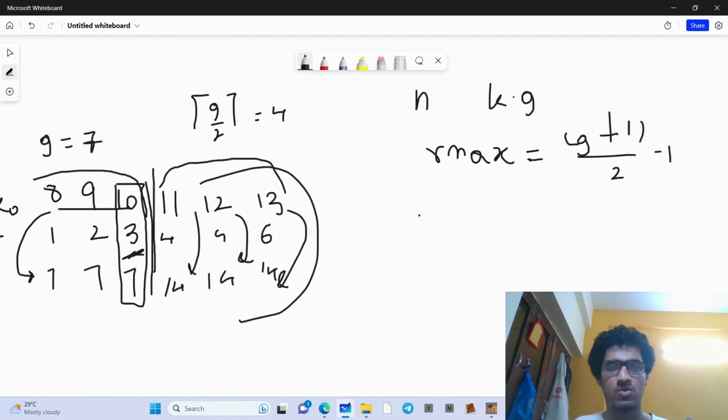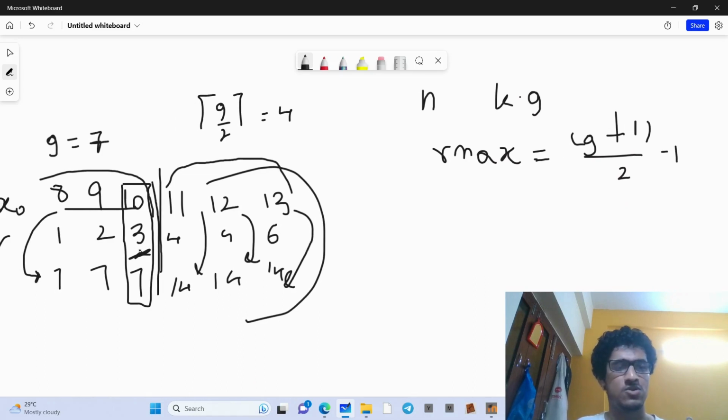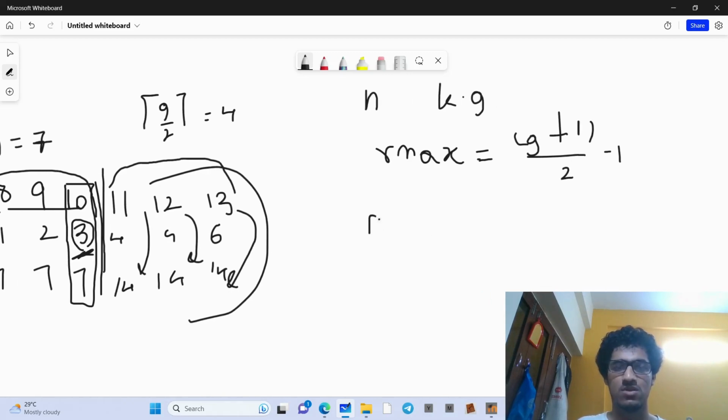Now what we want to do is have as many R maxes as possible, right? Because here we saw the more threes, the more is the loss. We want to have as many threes as possible. So what I'm claiming is that if we just have n into R max greater than or equal to k into g, then we are done.